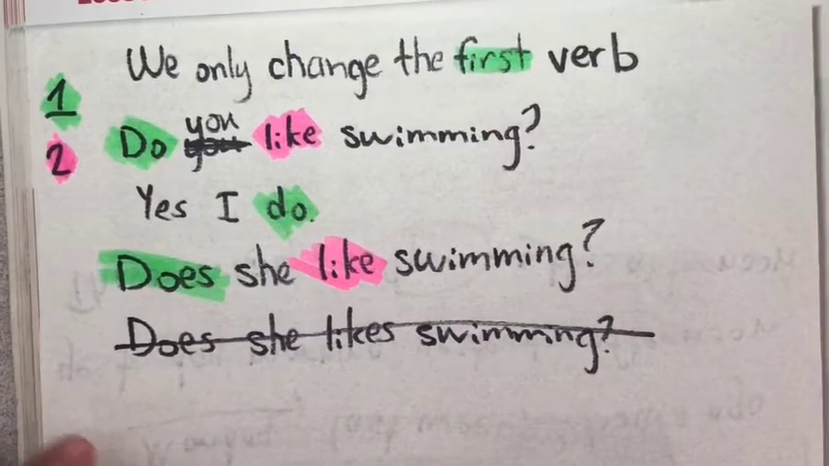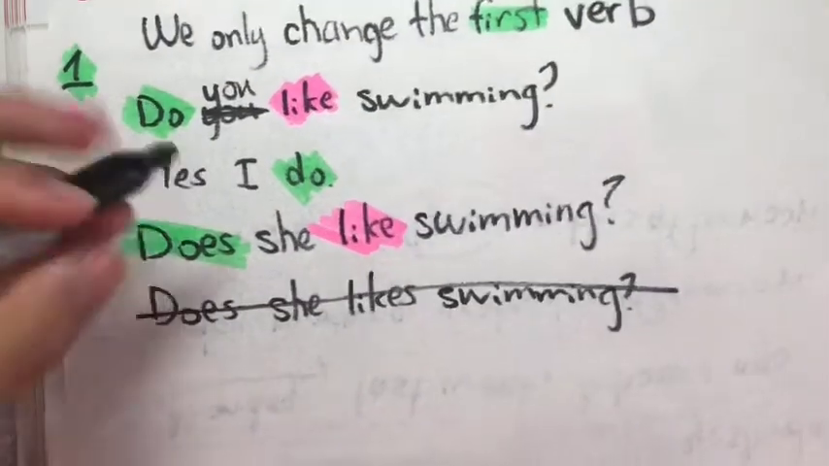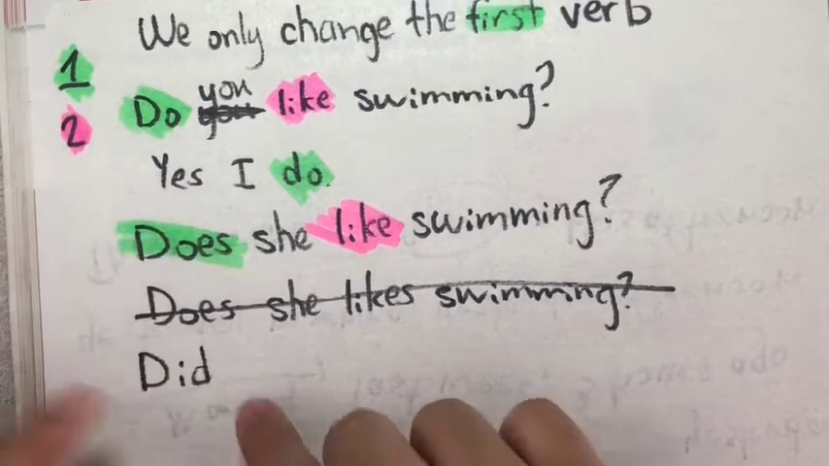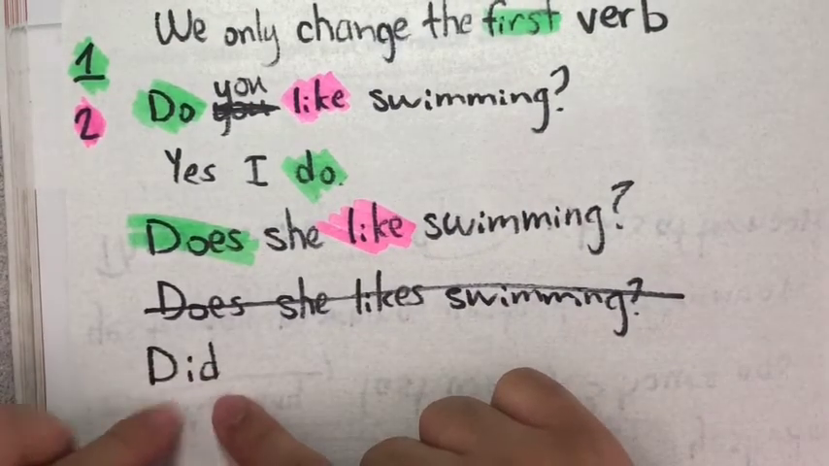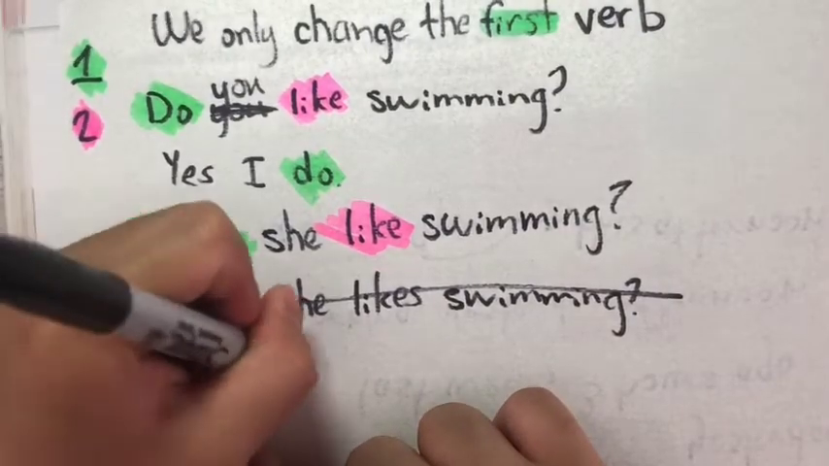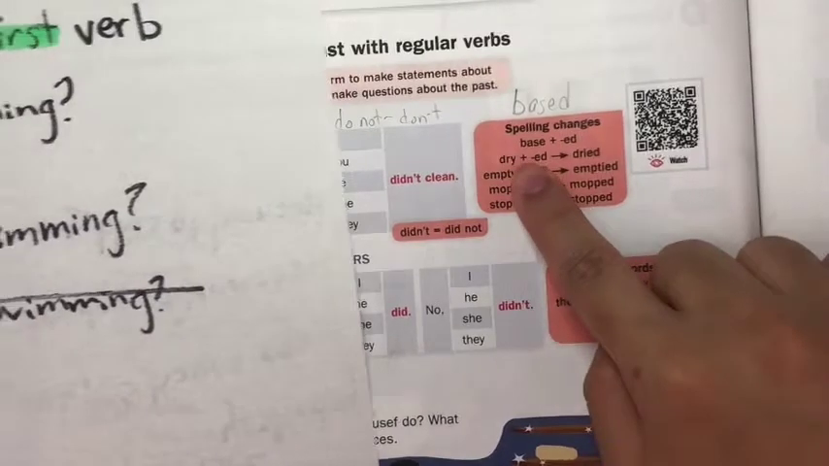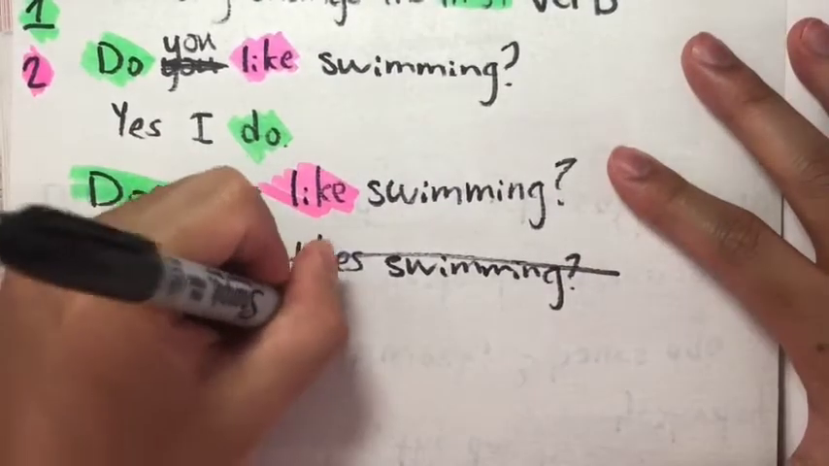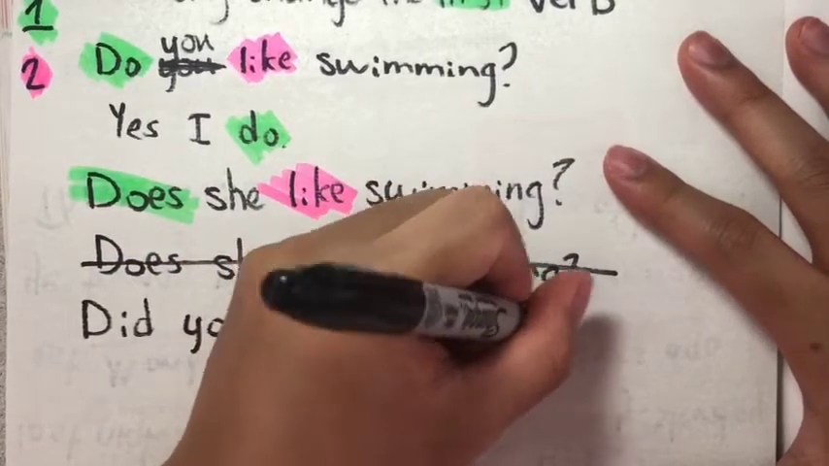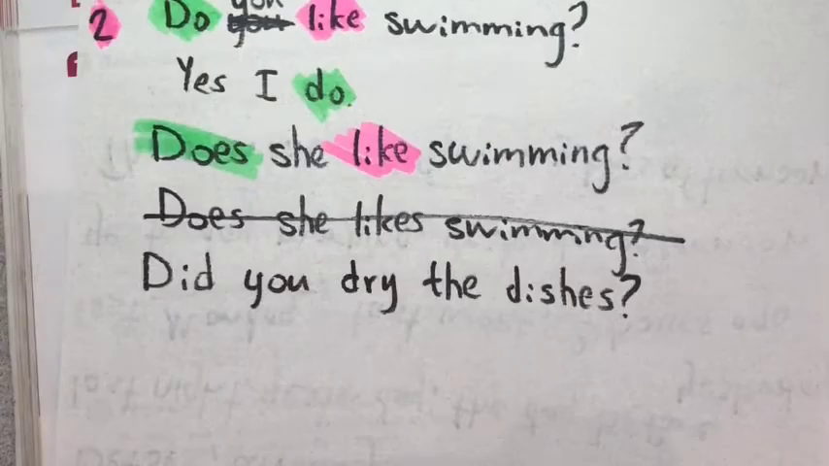Okay, so let's write a sentence in past tense. The past tense of do and does is did. It's the same for all of them. It's just did. So, did you dry the dishes?